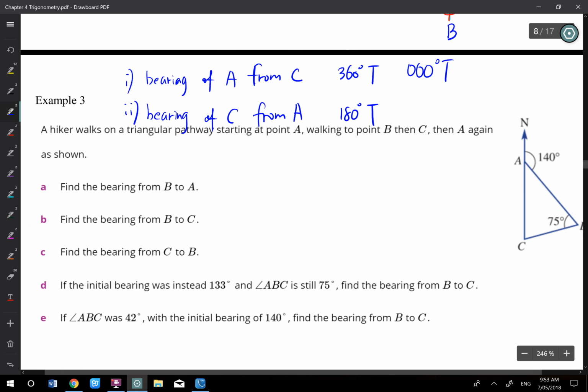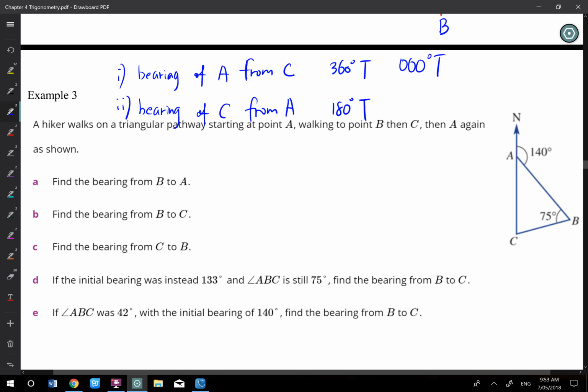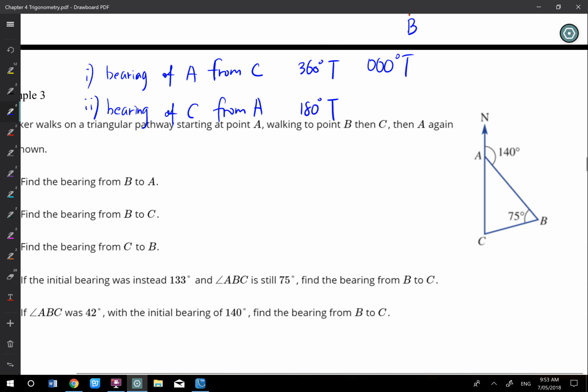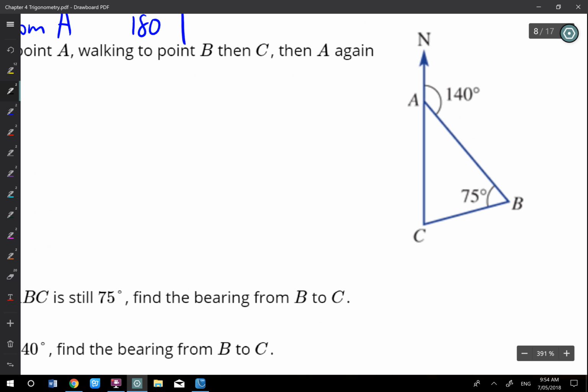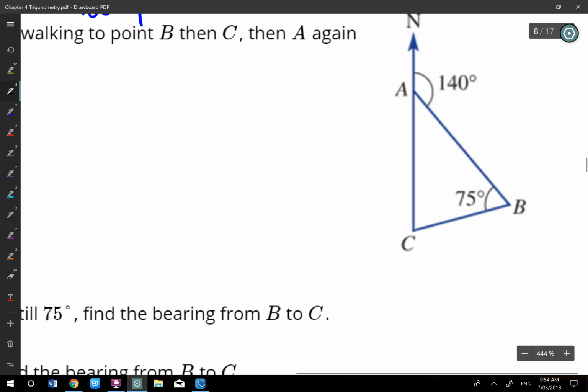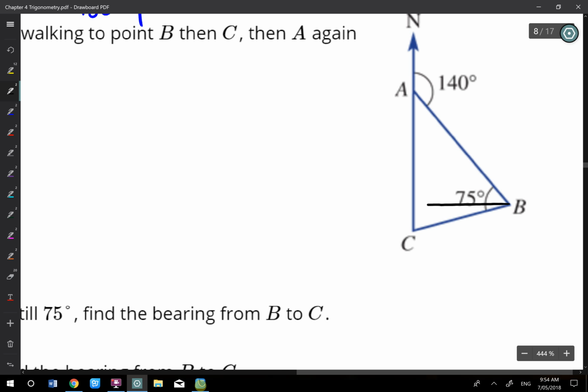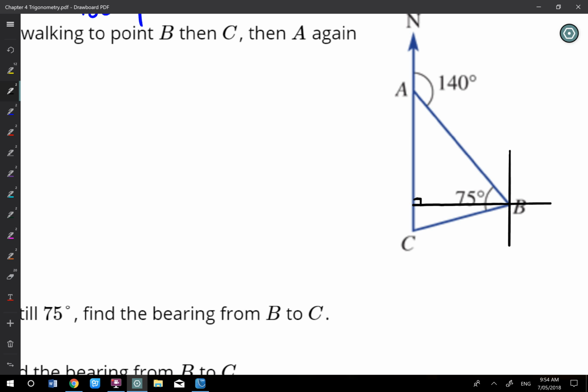Now let's have a look at the first one, A. Find the bearing from B to A. Let's draw a large compass, a big one, because if you extend this, this will be perpendicular. It's north and south, and this is west and east, so that will be perpendicular. So that's the north as well.